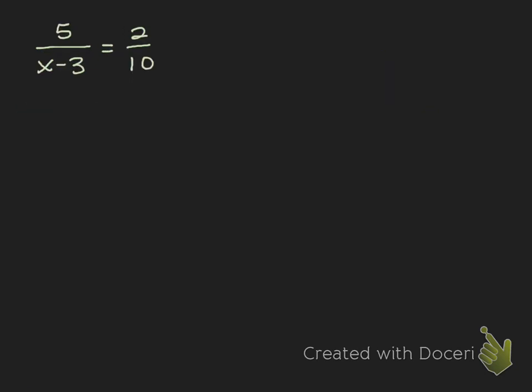Looking at the second example, if I were going to try to use a giant 1, I would have to be comparing 5 to 2. There isn't a very nice number that I can multiply 5 by to get 2. So in this case, I'm going to use a cross product to be a little bit more efficient. So I'm going to take 5, multiply it by 10, and it needs to be equal to 2 multiplied by x minus 3. I'm going to go ahead and solve this.